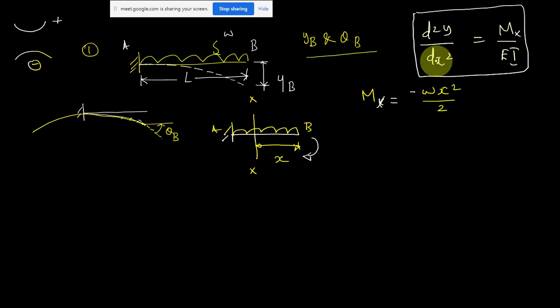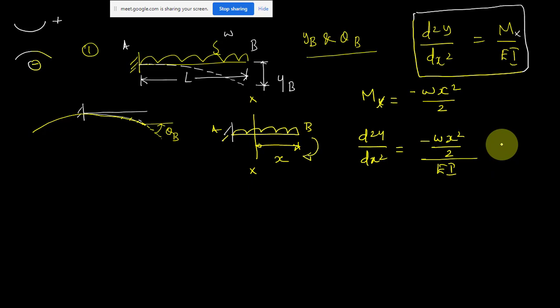So now the step is very clear. You take the equation d square y by dx square is equal to Mx. Mx is minus W x square by 2, all divided by EI. This is your differential equation.